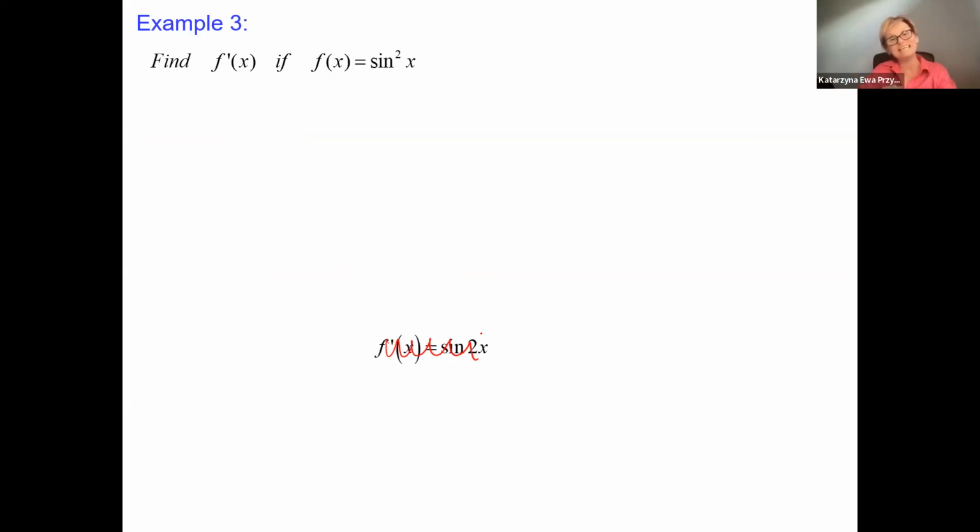Now we have this function, sine square of x. That means now we actually see a sine function squared. That's equivalent notation, maybe even a little bit easier. It means now the inner function, the u, will be sine of x. And what we have is u squared. Please tell me, what's the derivative of u squared?